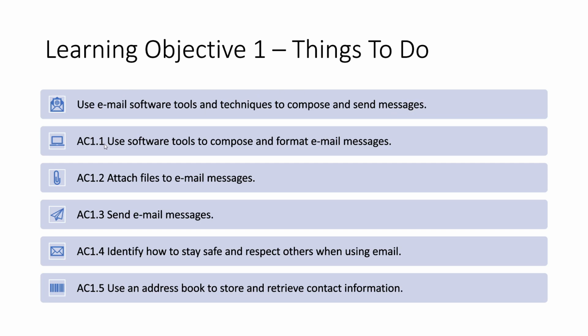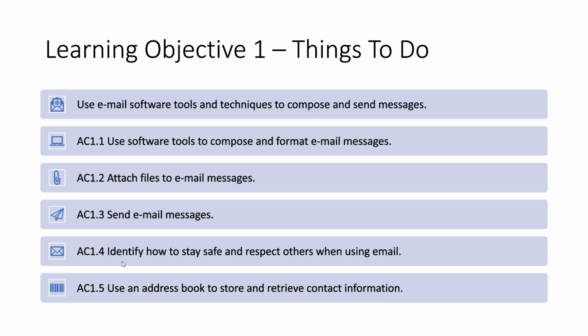So 1.1 says use software tools to compose and format emails. And again, we're going to be writing emails and we're going to be formatting the email so it looks different. 1.2 says attach files to email messages. So attach a picture, a Word document, a PowerPoint, Excel spreadsheet, whatever you want. 1.3 says send email messages. That's simply clicking the send button.